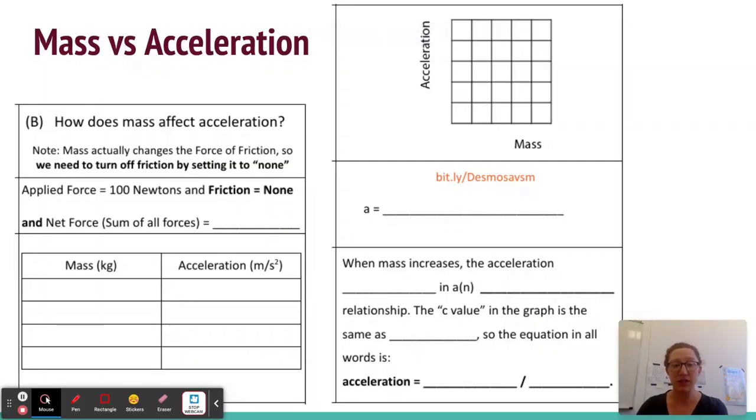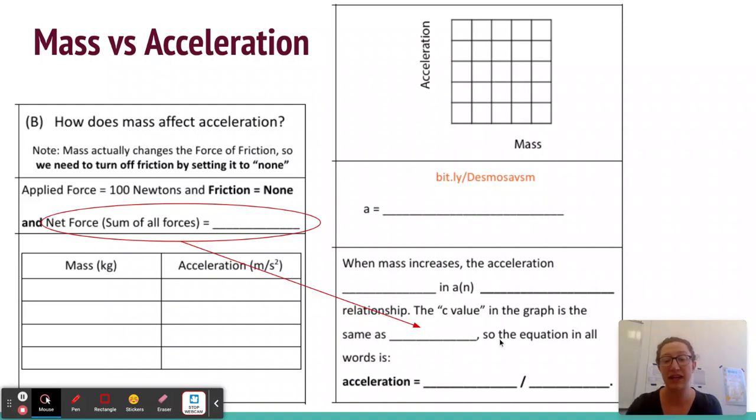So on the first page, you discovered a relationship between the mass and acceleration. And you should have found a C value that looked very familiar to you based off of the controls that you had. You should have found that the C value was the same as the net force. So I'm giving away that part of that answer. What that should leave you with is you can put the equation into all words. Acceleration equals force divided by mass. And that is Newton's second law.